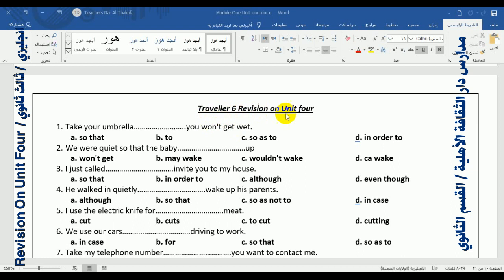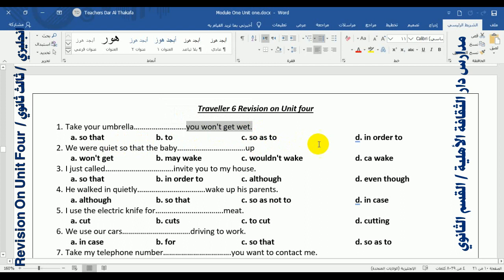Worksheets. To get the correct answer: take your umbrella, خذ معك المظلة. You won't get wet. عندك هنا you won't get wet، جملة كاملة فيها will أو won't، فعل ناقص موجود. أقول so that ولا to ولا so as to ولا in order to؟ يعني لكي. ايش اللي يجي بعدها جملة فيهم؟ طبعا to و so as to و in order to لازم يجي بعدها verb. يبقى your correct answer اجابتك الصحيحة so that.